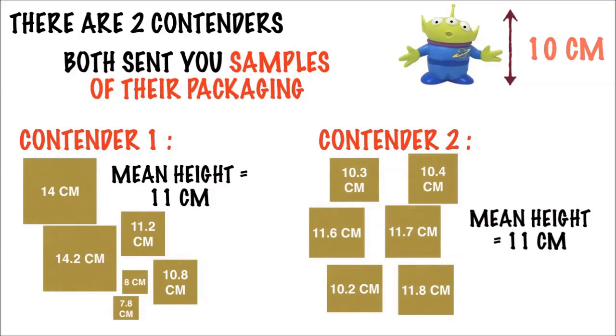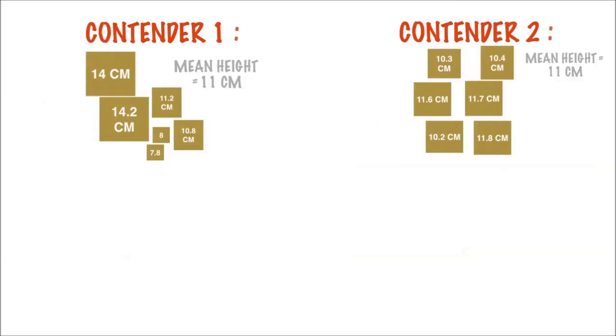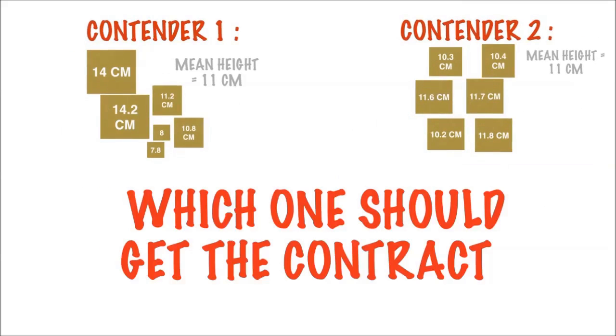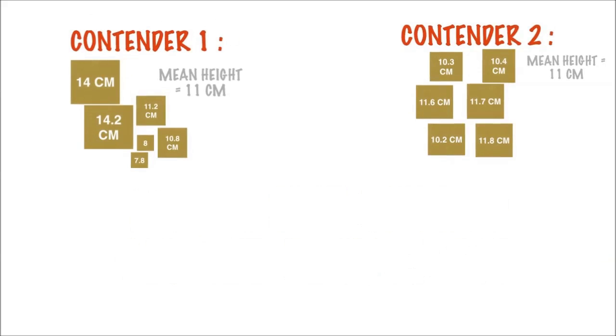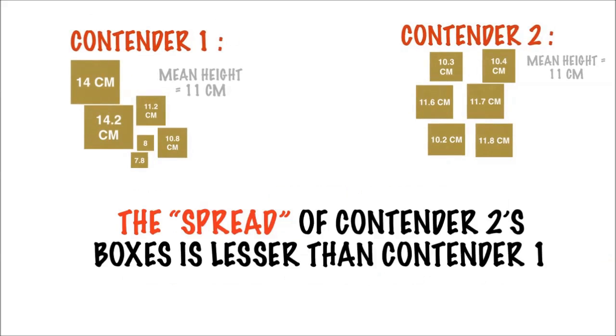These samples also have a mean height of exactly 11 centimeters. So when you look at only the means of these two contenders, you really can't tell them apart. Intuitively though, there's something wrong with what contender 1 has sent in. There just seems to be too much variability in the packages that he has sent in. By that measure, contender 2 is better, and that's because the spread in the sizes of the containers is smaller for contender 2 than for contender 1. This is exactly the concept that is captured in the interquartile range and in standard deviation.